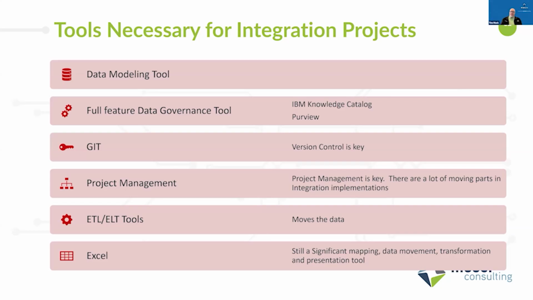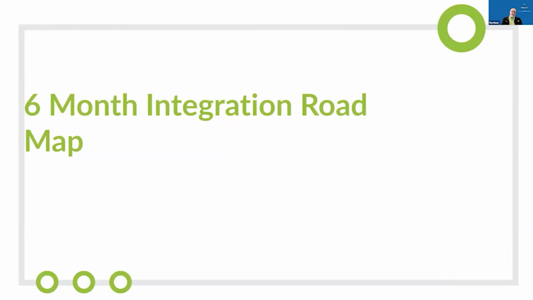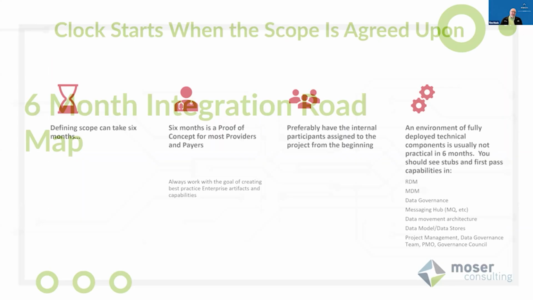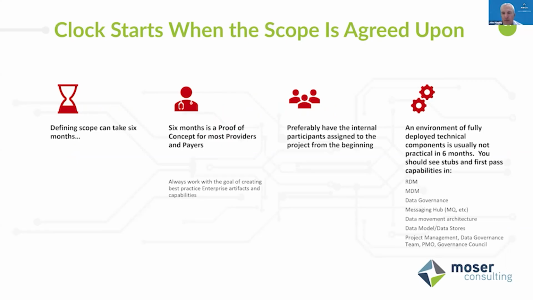I was going to say, John, the next question is what's the 6-month roadmap for the FHIR UDMH initiative? You kind of did a little there. I'm sure you have some more details in your next slides. Clock starts when the scope is agreed upon. So we have to agree what 6 months means.